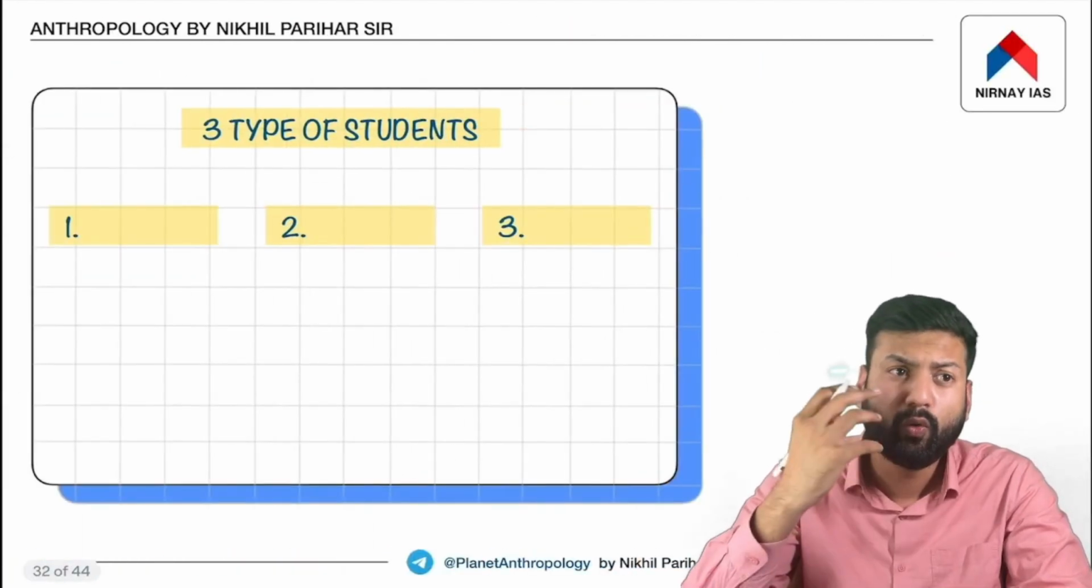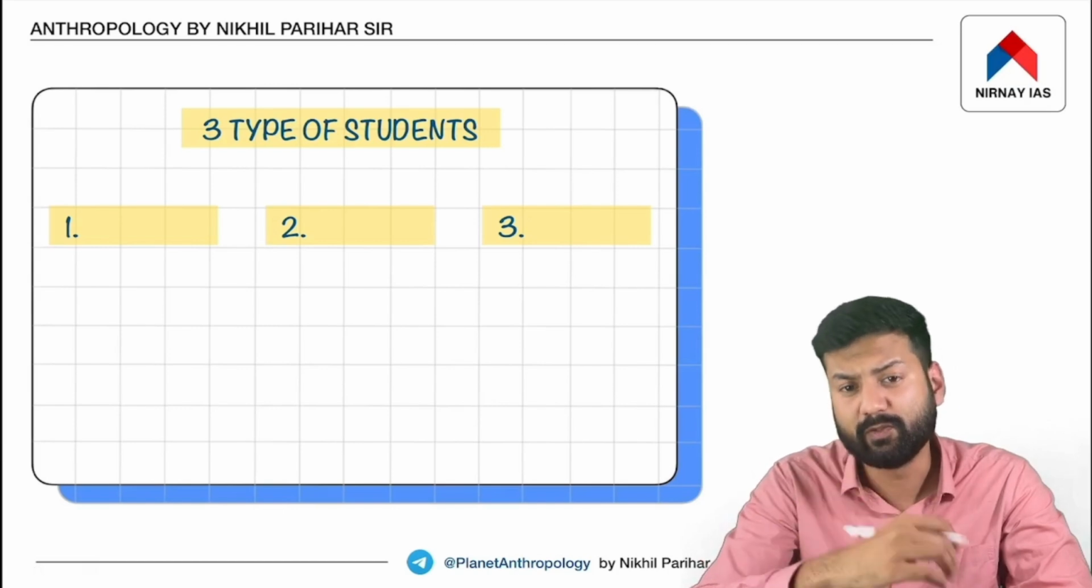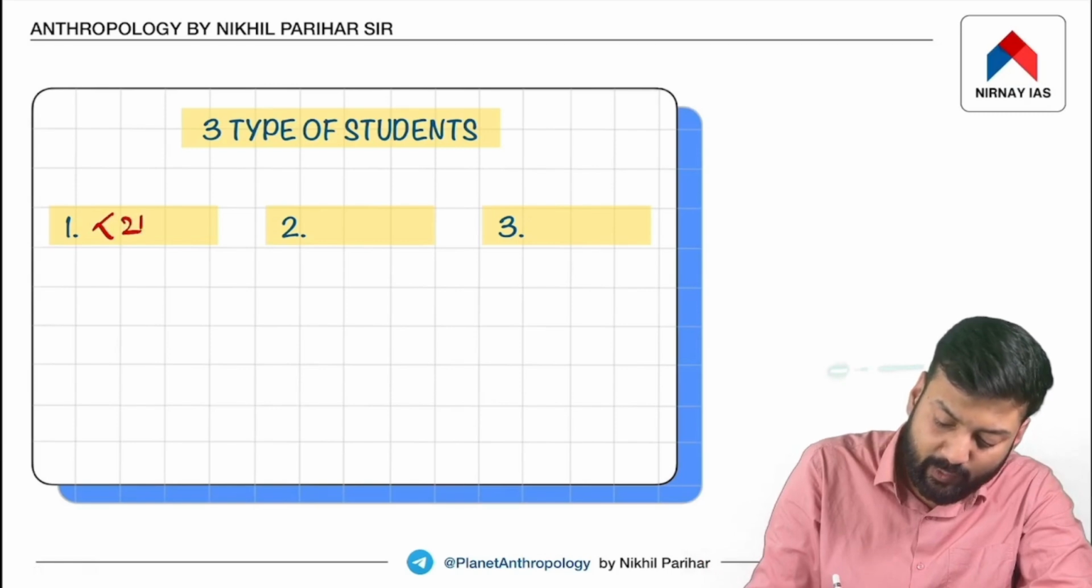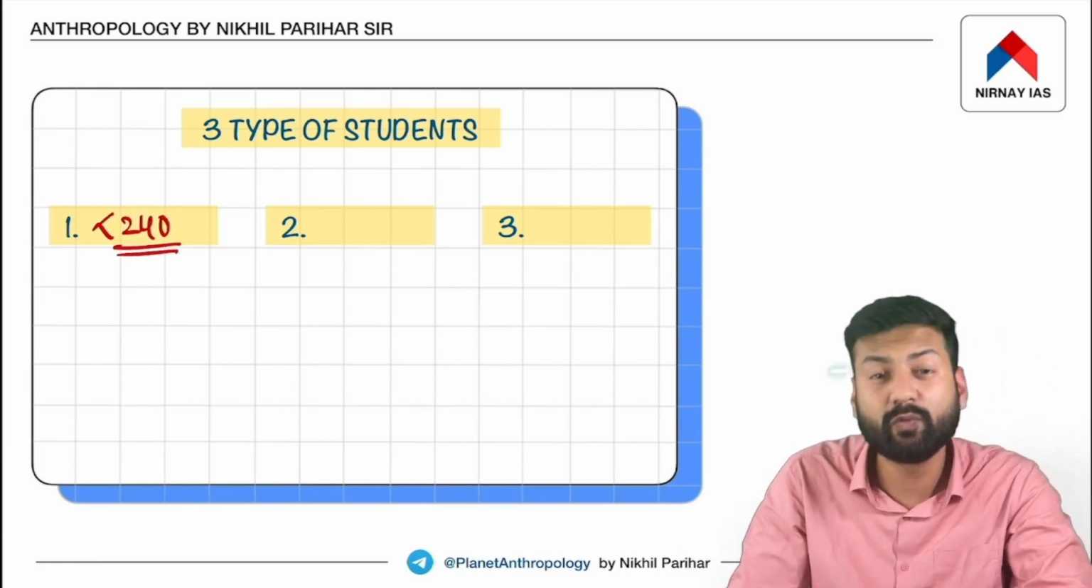Now, what type of aspirant is following which resource? People who are scoring less than 240 marks.